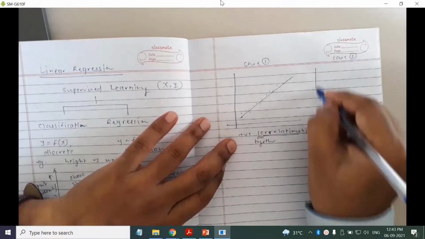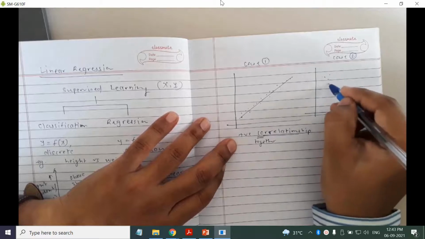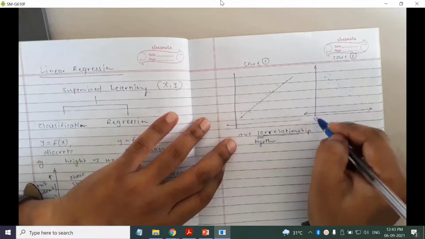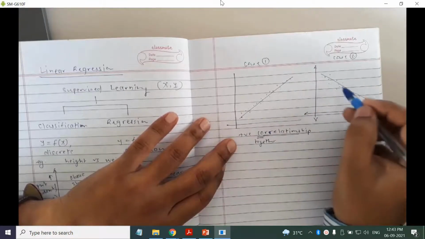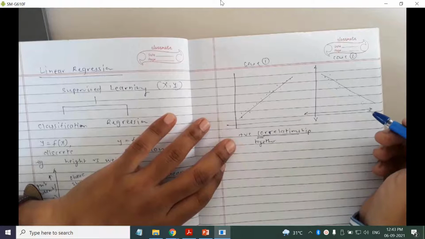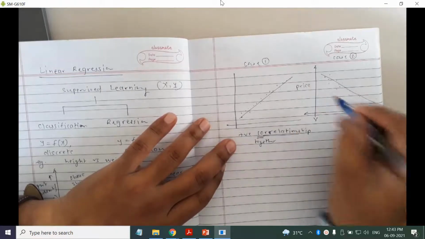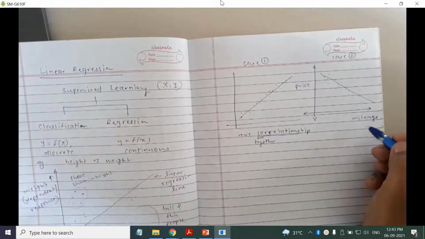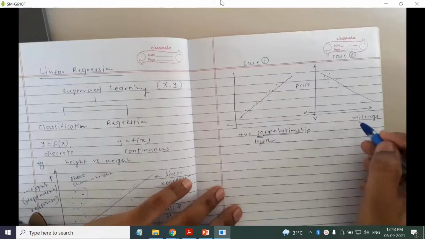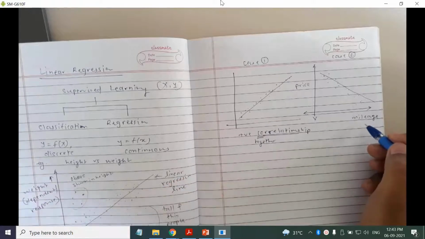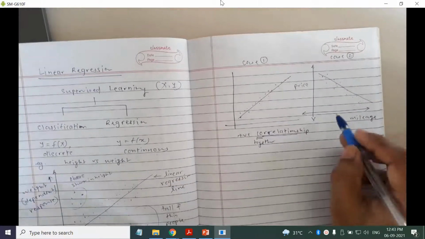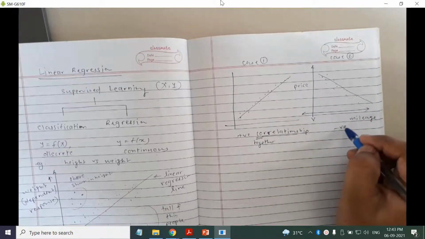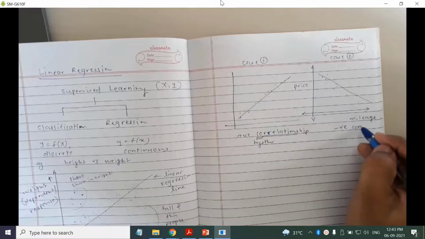Case 2 is negative correlation. The example of this is price and mileage. Mileage means distance covered by the vehicle. If your vehicle is old, that means the distance covered will be more, and then its resale value decreases. So that is the example of a negative relationship or correlation.